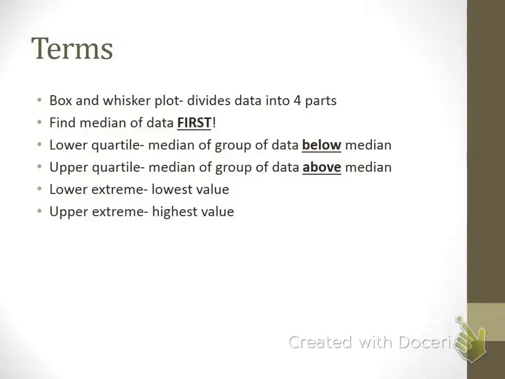All right, so a box and whisker plot divides data into four parts: the lower extreme, the lower half, the upper half and the upper extreme. So the first thing you do is find the median of the data. Your lower quartile is the median of the lower half. Your upper quartile is the median of the upper half. Your lower extreme is the lowest value, and your upper extreme is the highest value.